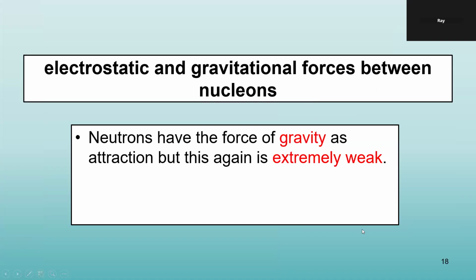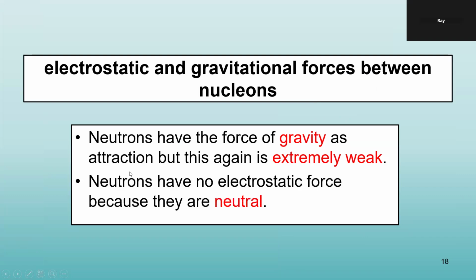Neutrons have a force of gravity as attraction, but again, it's extremely weak. So we cannot explain why the nucleus is stable by gravitational force attraction, which is very small. Neutrons have no electrostatic force because they are neutral.